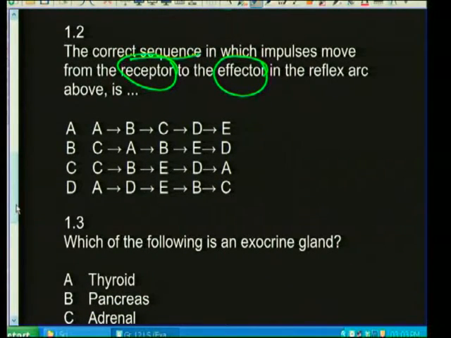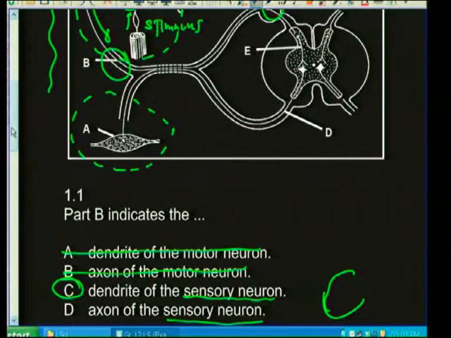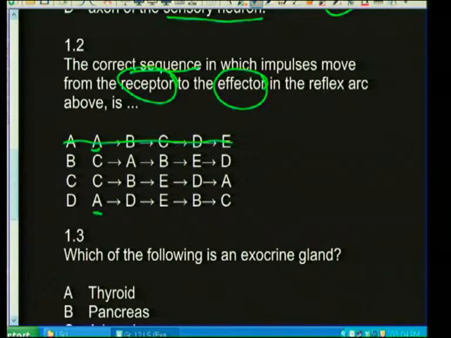The one that says A at the beginning there. And where's A? A is the effector. You cannot start this thing at the effector. So therefore, by process of elimination, we strike out that one without even looking at the others. You don't even look at the other stuff, because A is the effector.